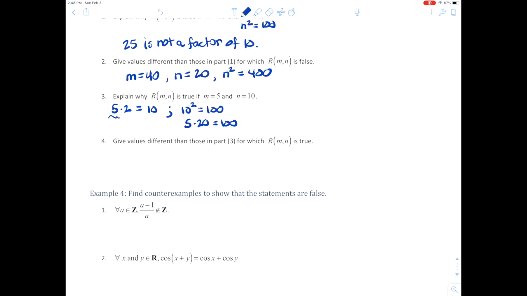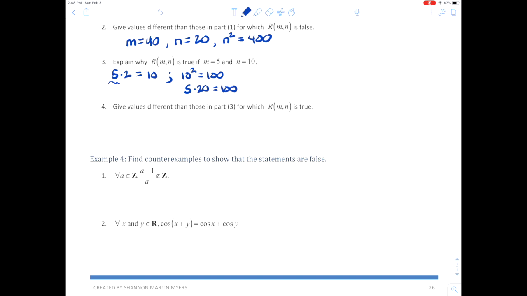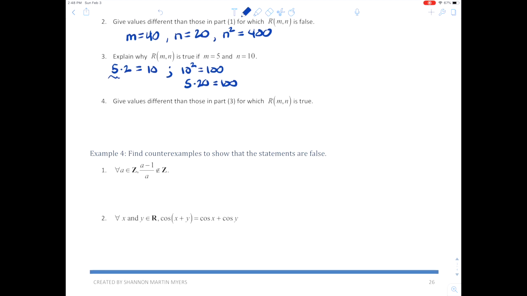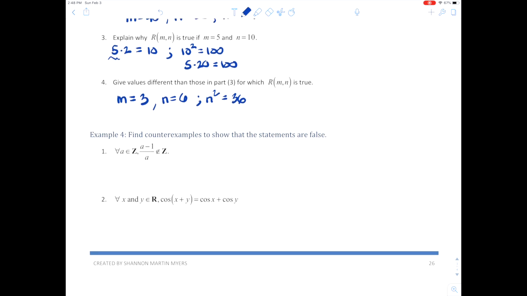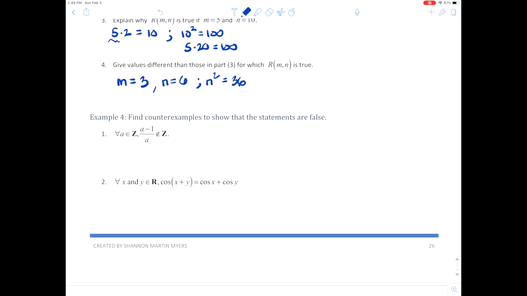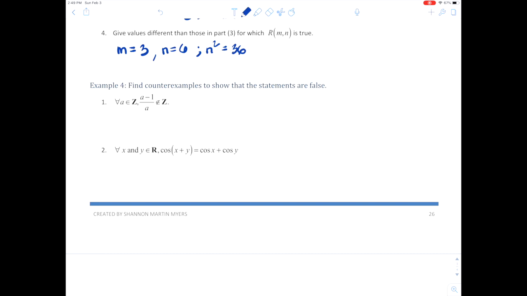Good so far? Awesome. All right, well, let's find some other values different than we just used where this predicate is true. Beautiful. I used m equal to 3 and n equal to 6. Do you see that 6 squared, so our n squared would be 36, and 3 divides both 6 and 36, so we have another true statement. In fact, I'm sure there are infinitely many statements for which this predicate is true, but there are also infinitely many statements for which this predicate is false, and more importantly, there is at least one for which the predicate is false.